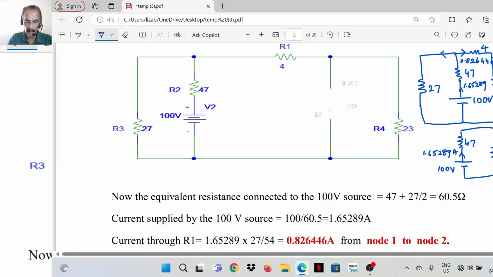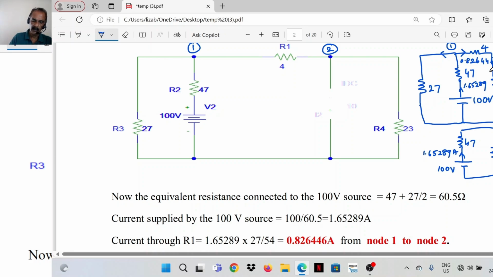That is from node 1 to node 2. Let us take this as node 1. This is node 2. So node 1 to 2. Now in this case, with the voltage source alone, the current is 0.826446 ampere from node 1 to node 2. That is the current through R1 with only the voltage source connected in the circuit.